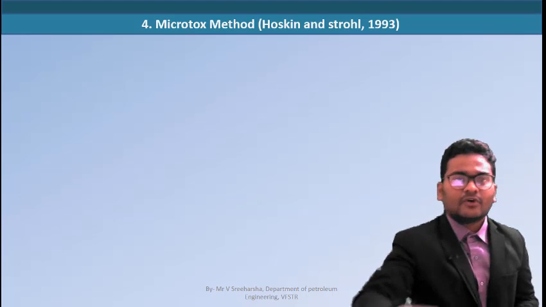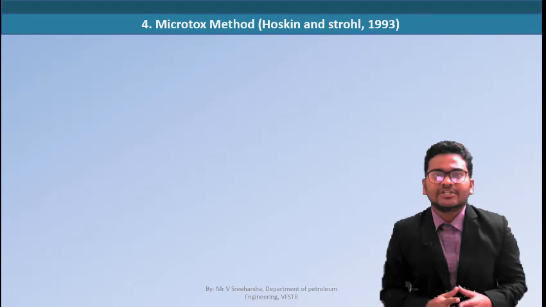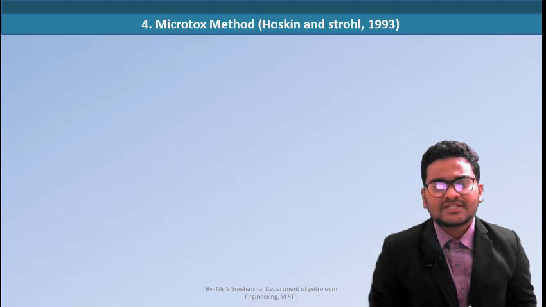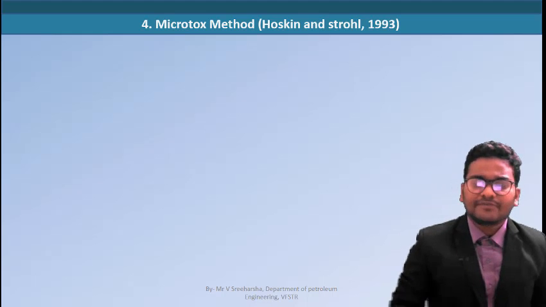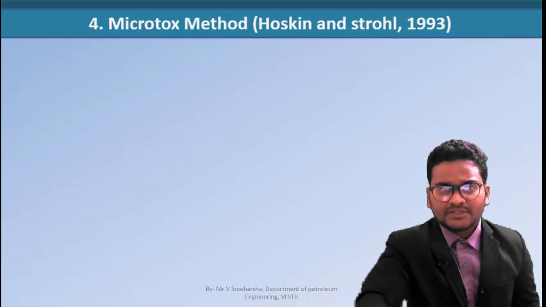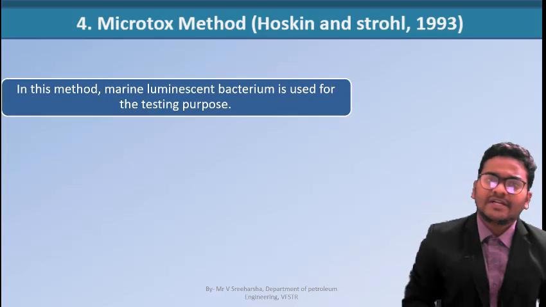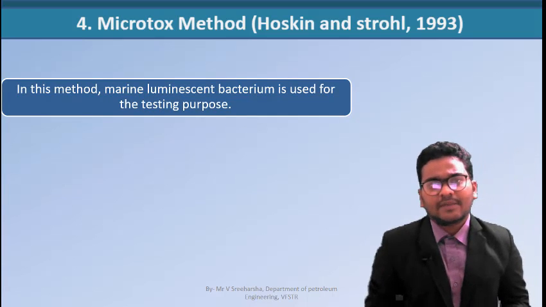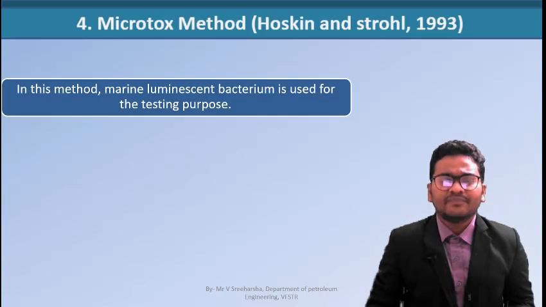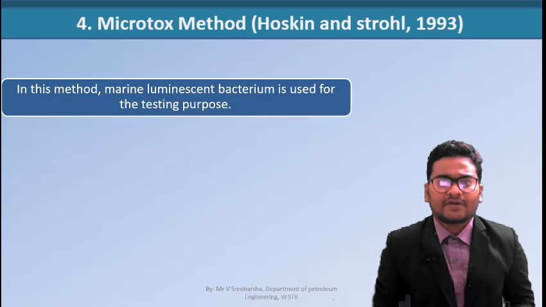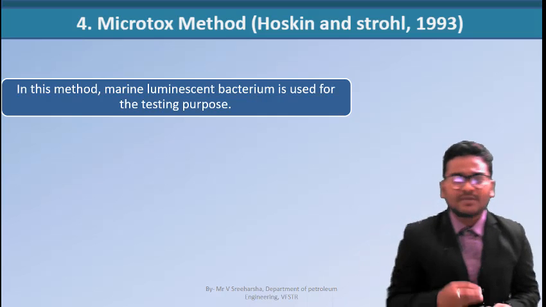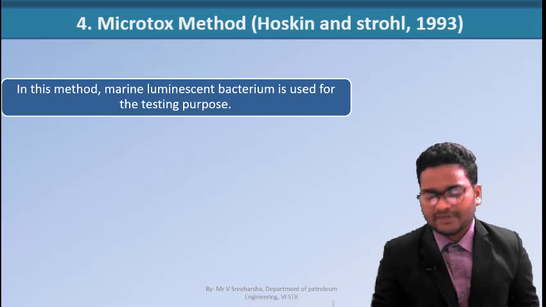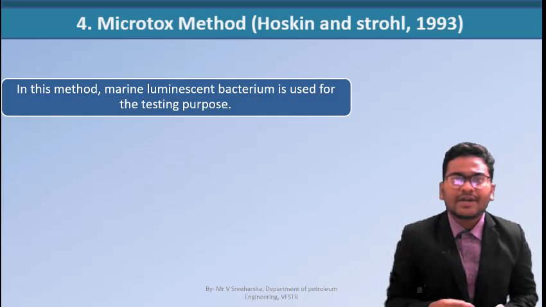Next one is the microtox method. This is also a method useful for checking the harmfulness of a substance on an organism. In the microtox method, we will use a luminescent bacterium, which emits light. We keep this bacterium with the substance in a confined space. The toxic material will affect the microorganism.